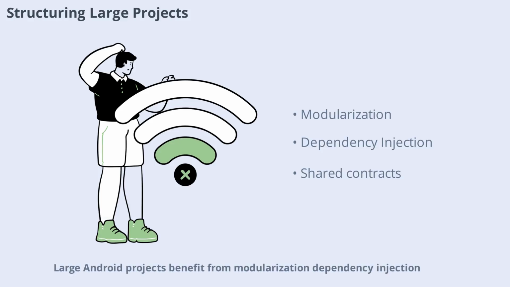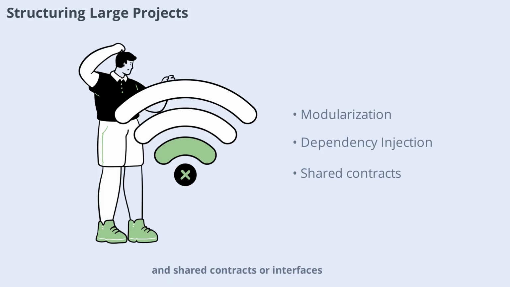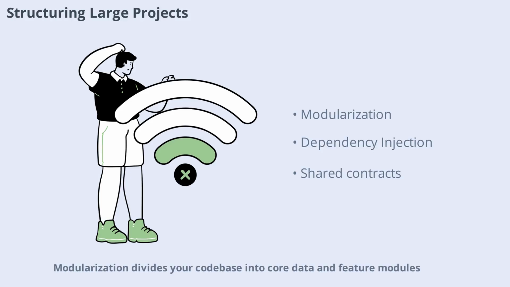Large Android projects benefit from modularization, dependency injection, and shared contracts or interfaces. Modularization divides your codebase into core, data, and feature modules, making it easier to manage and scale. Dependency injection tools like Dagger, Hilt, or Koin simplify dependency management. Shared contracts ensure consistency across modules. These practices are essential for successful team development.